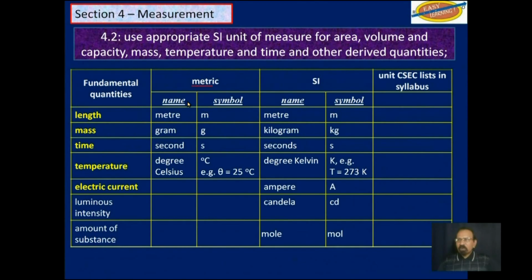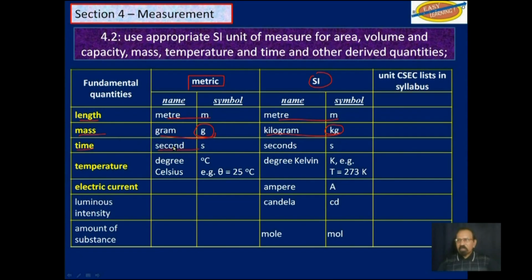Now, if you look at the metric system, length is the meter, and in the SI system, length is the meter. Mass in the metric system is the gram, but in the SI system, it's the kilogram. Not that it makes much difference since we're dealing with powers of 10.